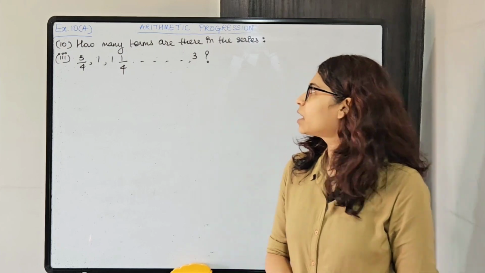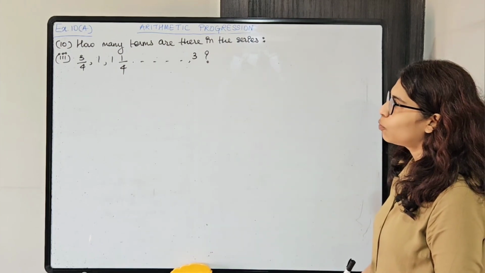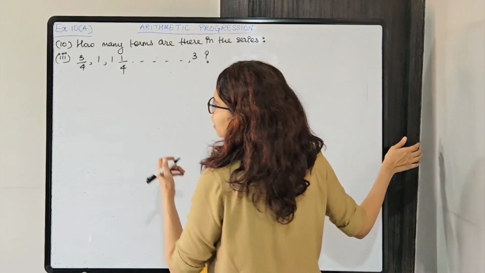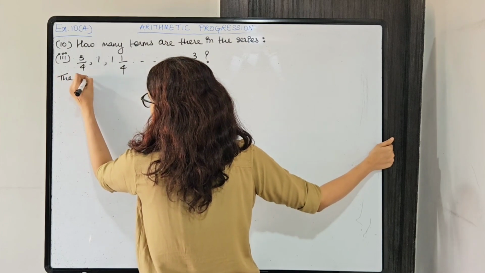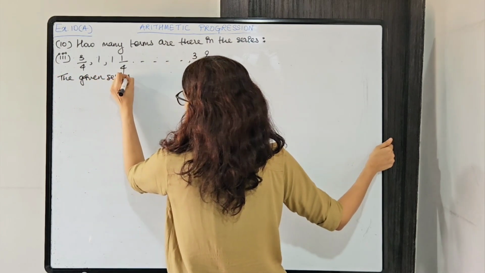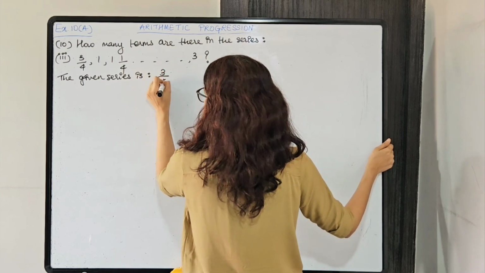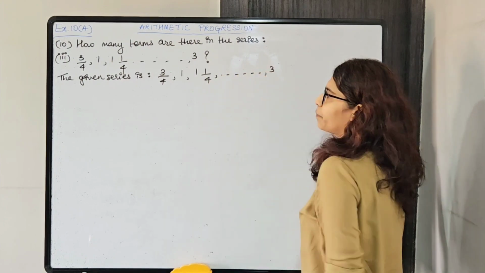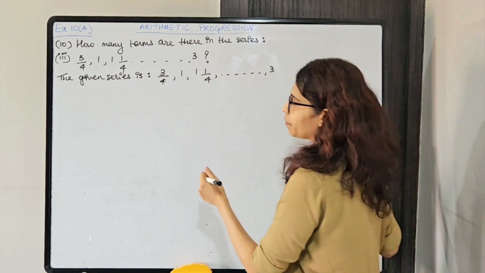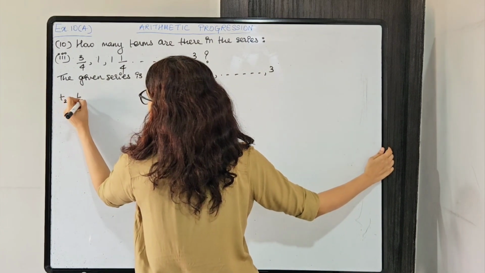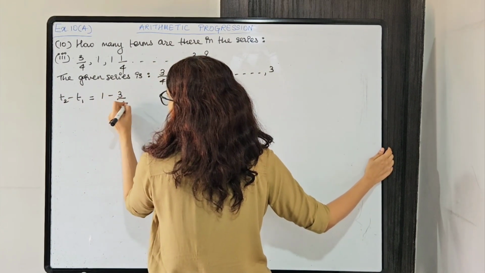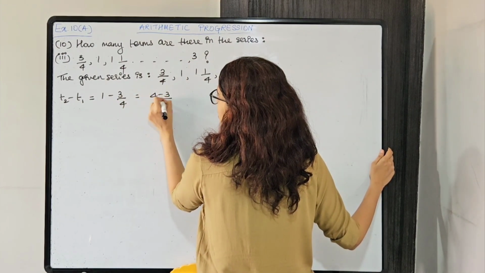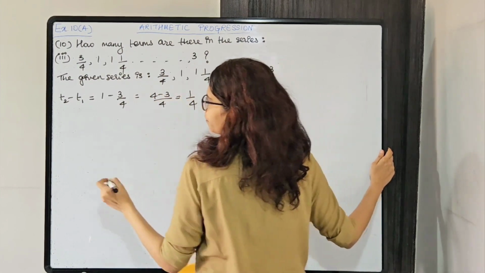10 part 3. How many terms are there in the series? 3/4, 1, 1 and 1/4 up to 3. Again the same procedure. Write down the series. The given series is 3/4, 1, 1 and 1/4 up to 3. पहले प्रूव करो ये AP है. So T2 minus T1 will be 1 minus 3/4. 1/4 हो जाएगा. Okay, so it will be 4 minus 3/4, that is 1/4.